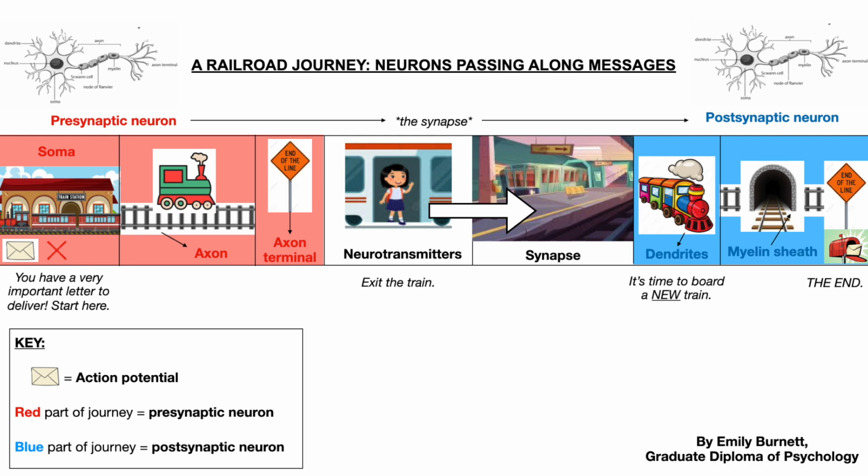If we have established that the axon is like the train tracks, then the myelin sheath is like a tunnel that surrounds the track, allowing the train to travel more quickly and efficiently, similarly to how myelin insulates the axon.